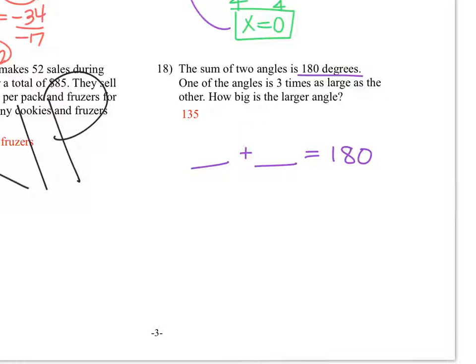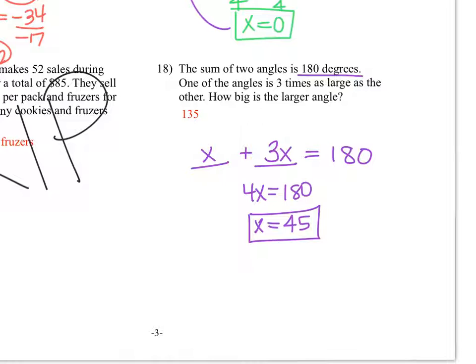And we used to say, which one do we know the least about? Well, it says one of the angles. We don't know anything about one of the angles, so we'll call it x. And we know the other angle is 3 times as big, so we could call it 3x. Well, that's something that's pretty easy to solve, right? We can just combine like terms. 4x equals 180. And if we divide, we should get x is equal to 45.